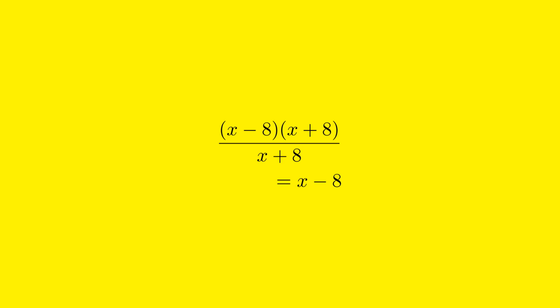Therefore, the rational expression is reduced to its lowest terms as x minus 8. This is the final step in simplifying the rational expression.